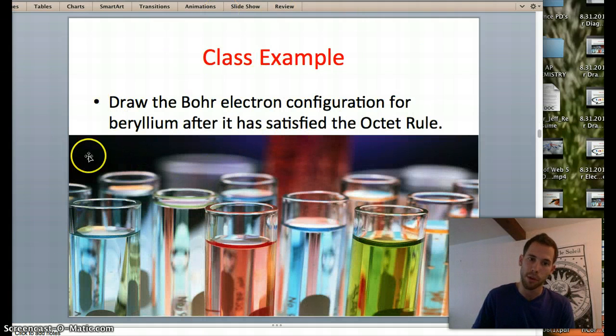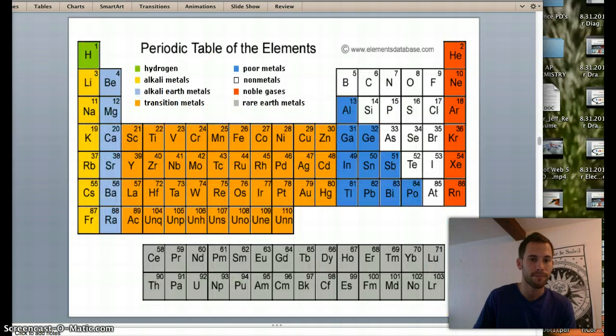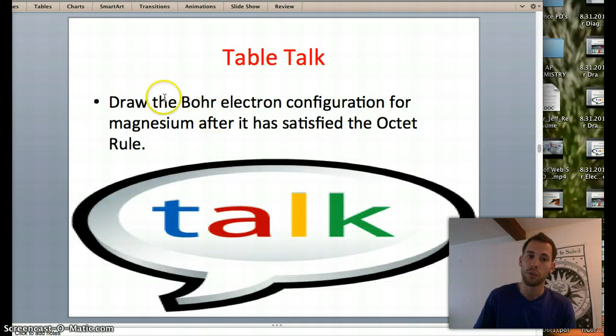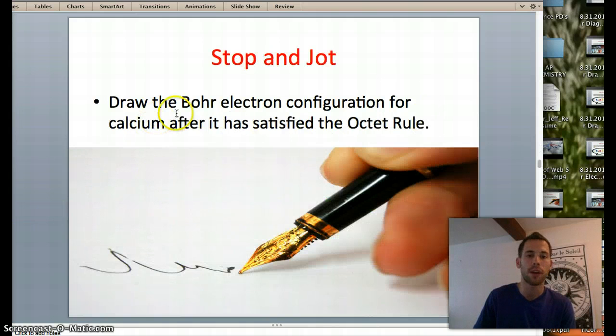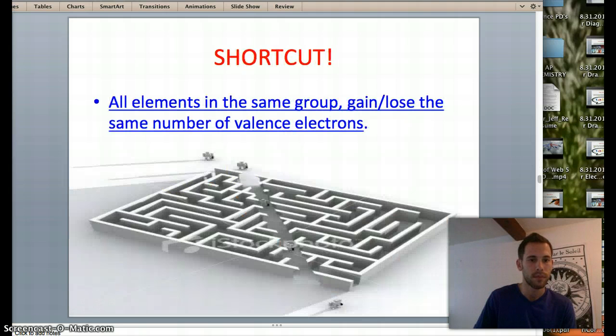Here's the first example of beryllium, drawing the Bohr electron configuration for beryllium after it has satisfied the octet rule. And you can find the answers to some of these questions in some of my other YouTube videos. You can also do the one for magnesium after it has satisfied the octet rule, and practice drawing the Bohr electron configuration for calcium after it has satisfied the octet rule as well. All elements in the same group have the same number of valence electrons, which means that they also gain or lose the exact same number to satisfy the octet rule.